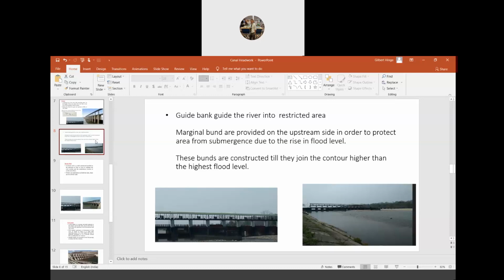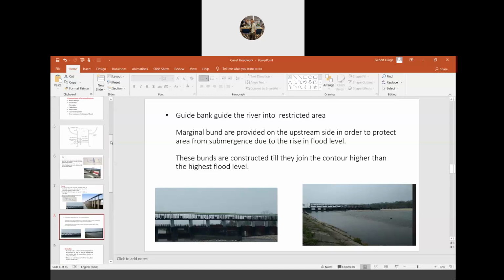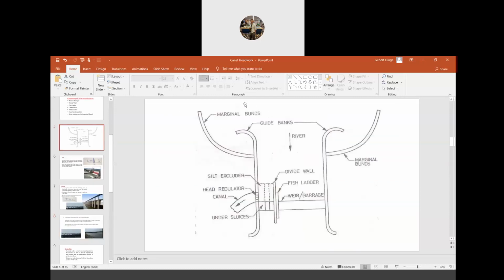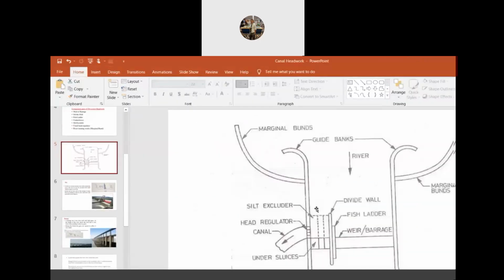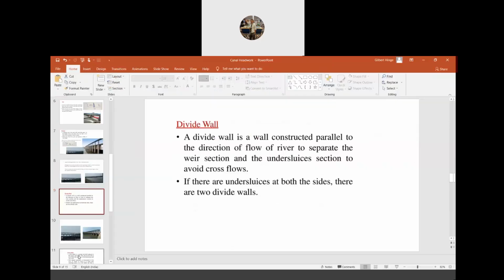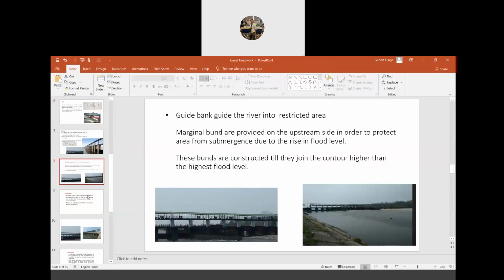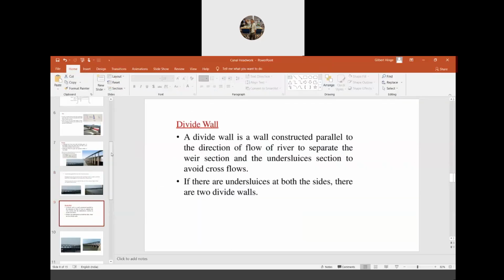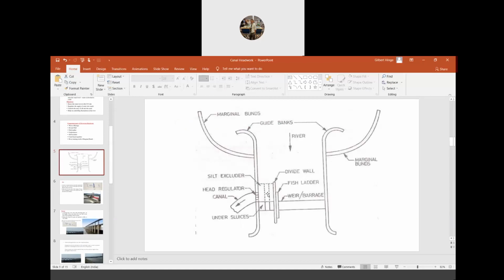So this is the role of the guide bank, marginal bunds, and the weir and barrage. So let us see the next one. Next one is the divide wall. Okay, this one, divide wall.